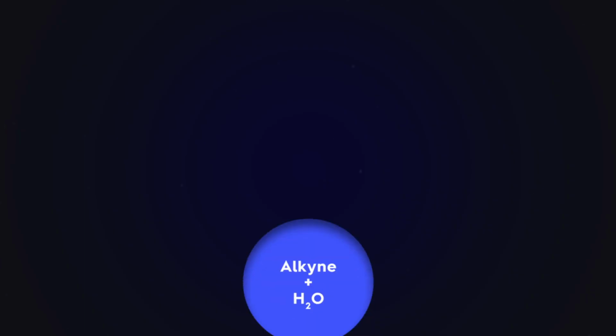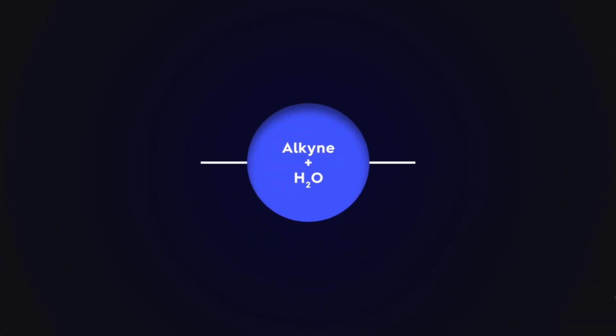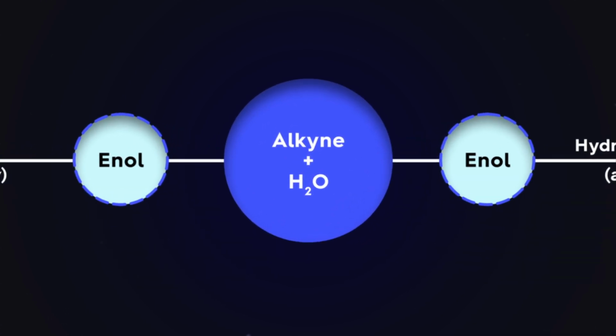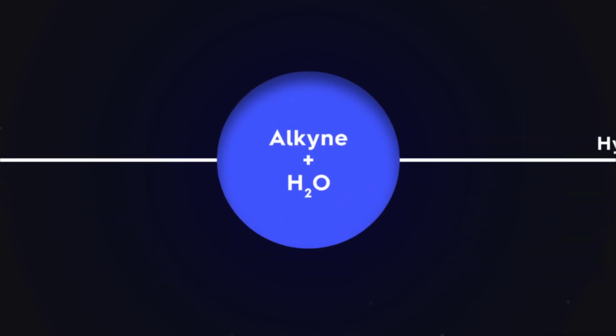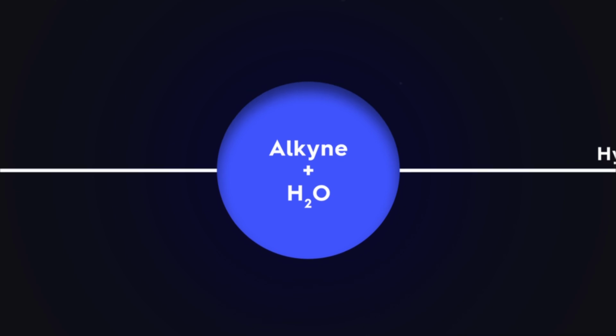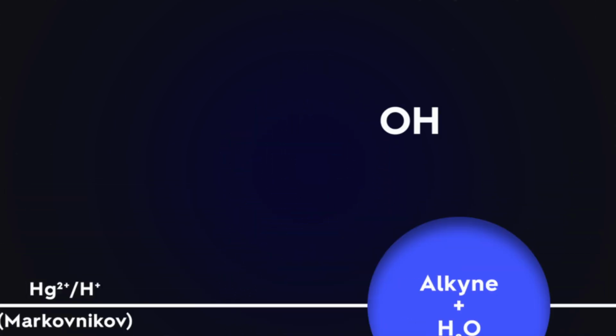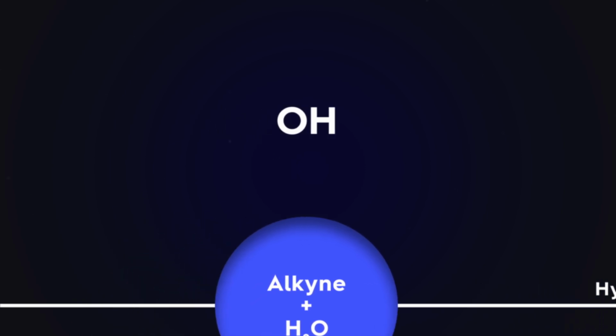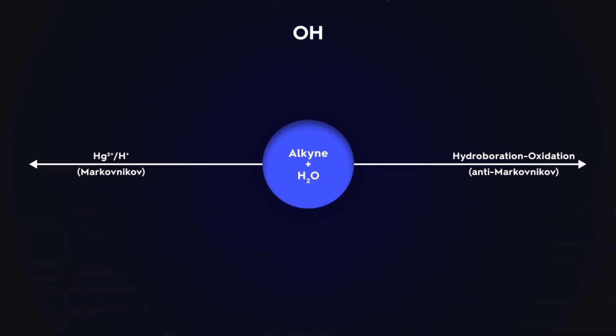Here is a big idea. Both hydration routes first make an enol. Enols don't stick around, they tautomerize to a more stable carbonyl. The only question is which carbon gets the OH initially. That's your regiochemistry. Now, let's discuss these two different routes.